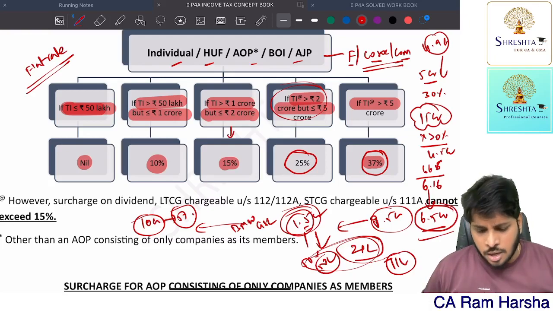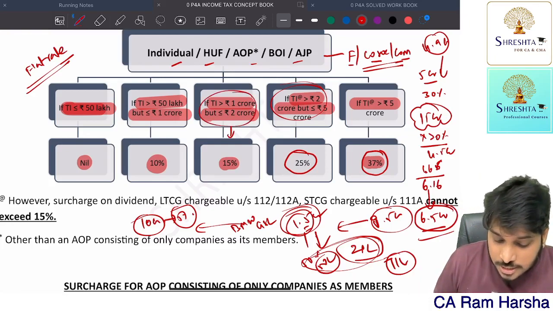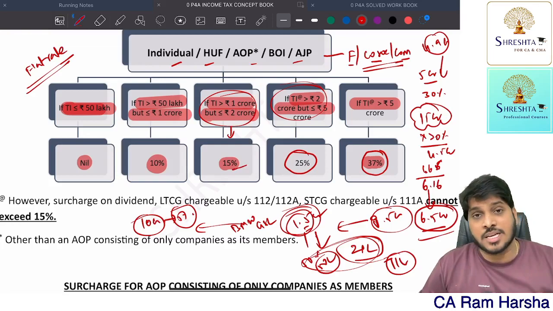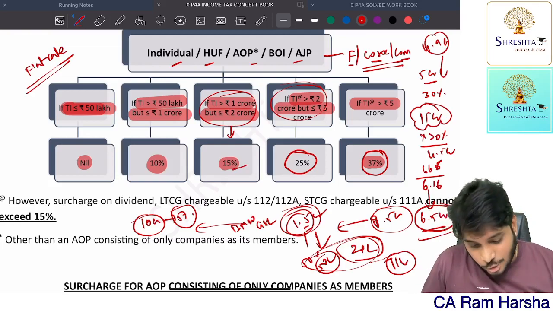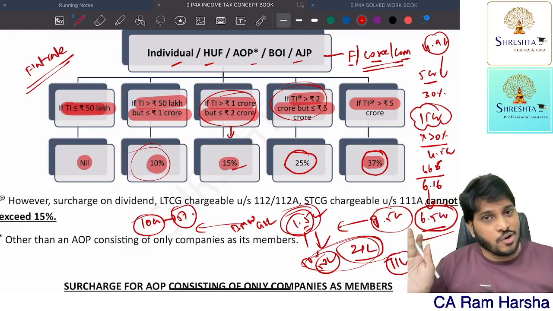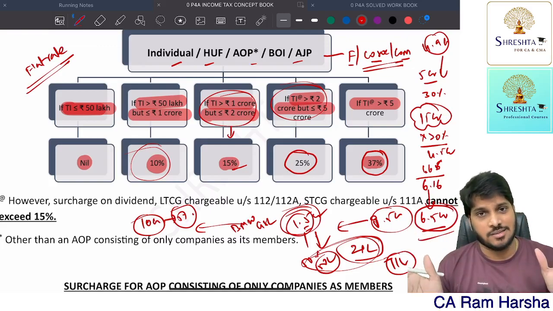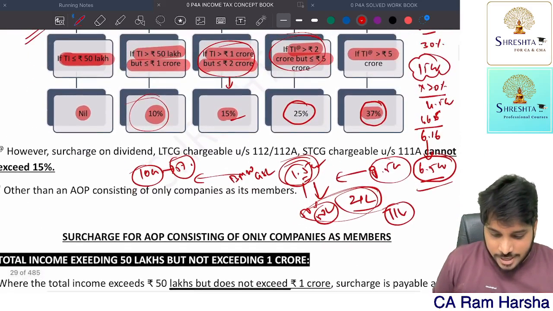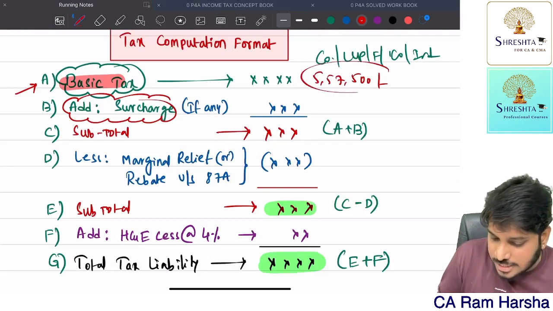If someone asks what the total income is: if total income is between 1 to 2 crore, then 15% is the rate of surcharge. That's it. No more discussion about less than 50, more than 50; that is irrelevant. Getting it? Because you already computed some basic tax.